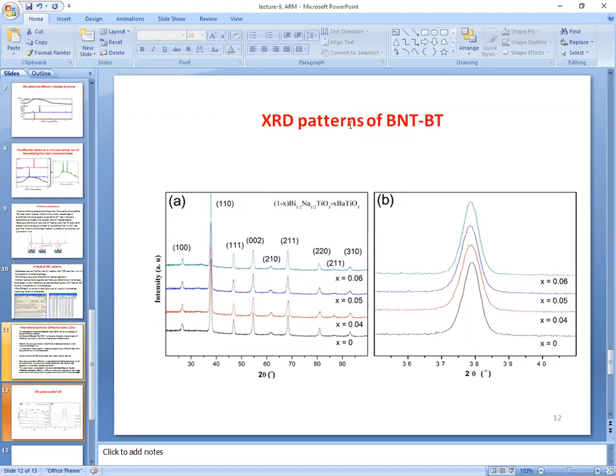So next, what was the process? The next process was to characterize. In fact, characterize means to study the materials which we have fabricated, about the crystal structure, about the density, about the electrical properties, about the dielectric properties. So all these are basically some techniques which are very important in the material science and engineering.